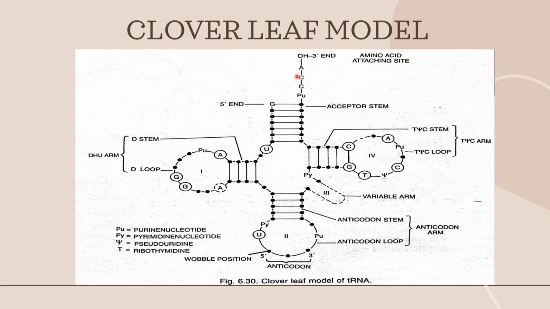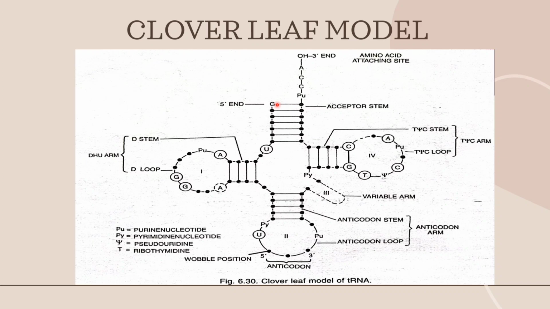3' end lies opposite to the anticodon loop. This is the anticodon loop. Opposite to the anticodon loop, the 3' end is present. It has CCA-OH group. It is the site of attachment of amino acid. The 5' end bears guanine nitrogenous base.